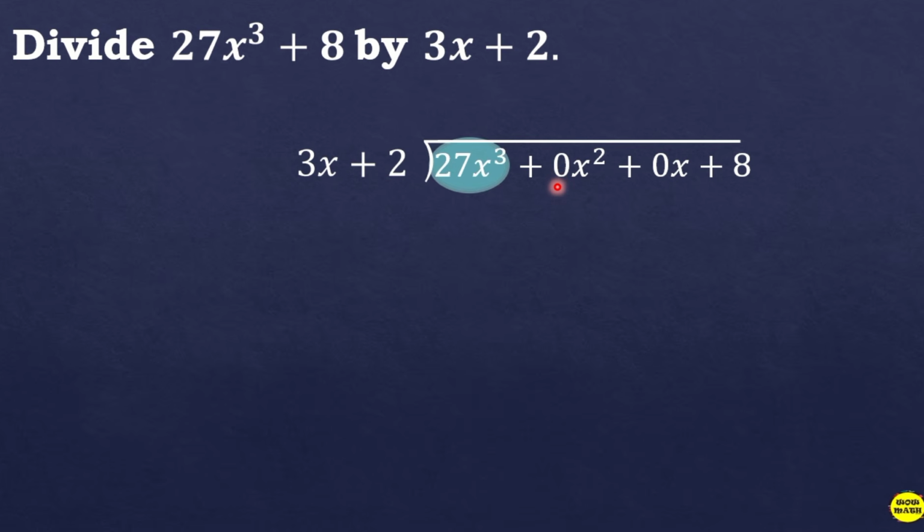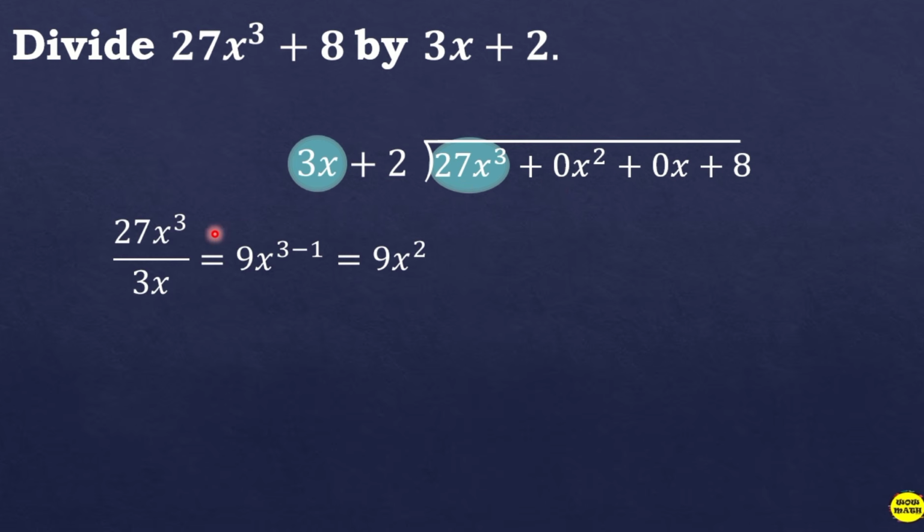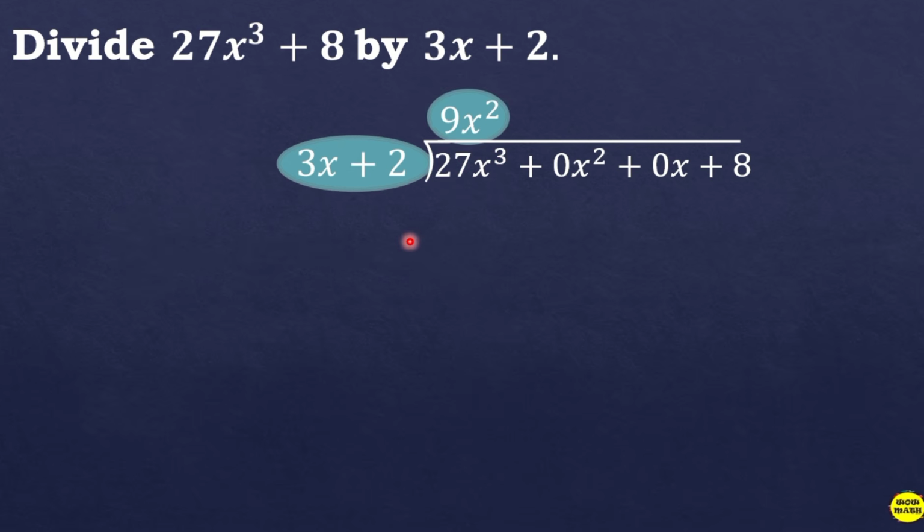So, let us divide first 27x cubed. Divide 3x. So, that is 27 divide 3, that is 9. And then 3 minus 1, that is 2. So, that is 9x squared. And then, multiply natin. 9 times 3, 27x cubed kasi 2 and 1. So, 27x cubed. 9 times 2, that is 18x squared.